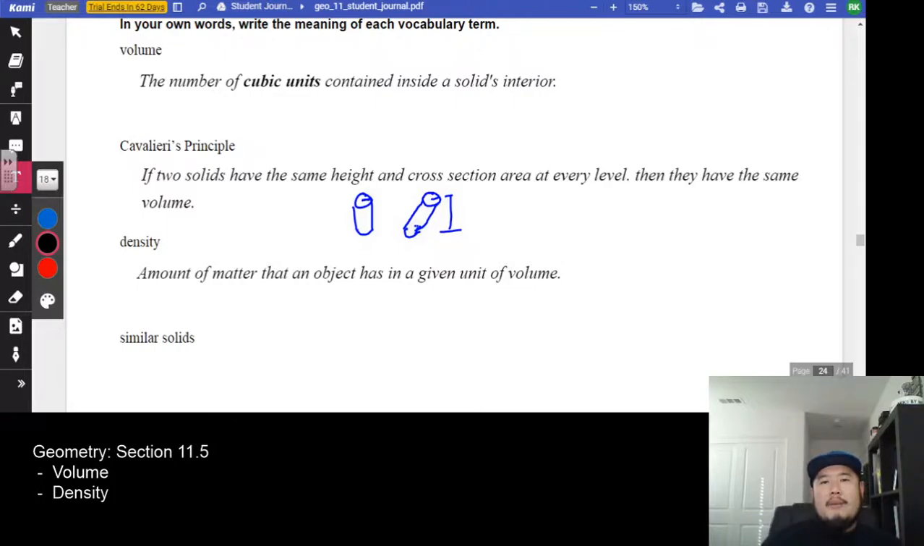For our next term, we talk about density. It is the amount of matter that an object has in a given unit of volume. Now, density is different than weight. They get oftentimes confused. If I take two objects, for example, water and gasoline, if I take a pound of water and a pound of gasoline, they'll obviously be equal to 1 pound.